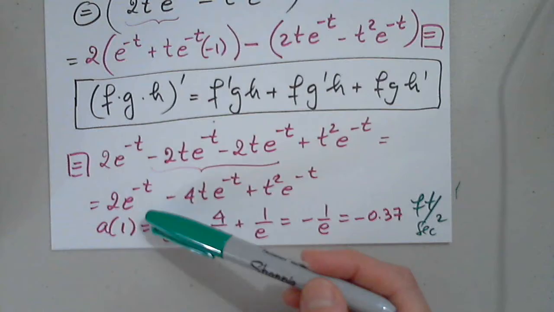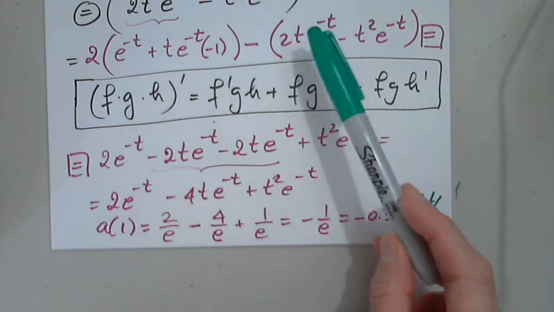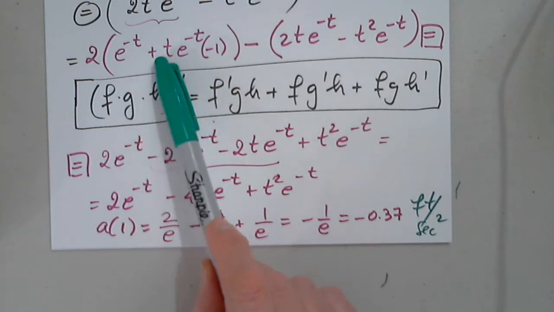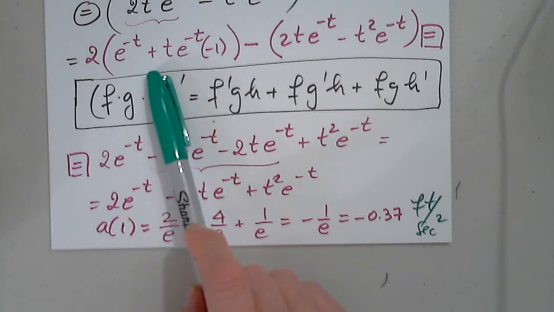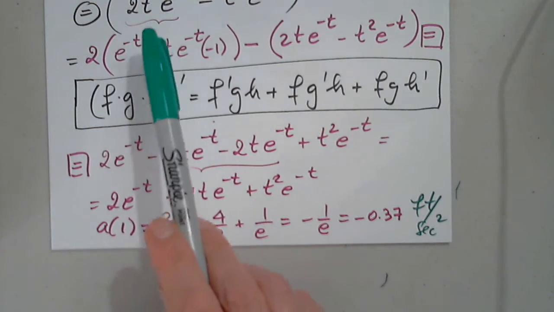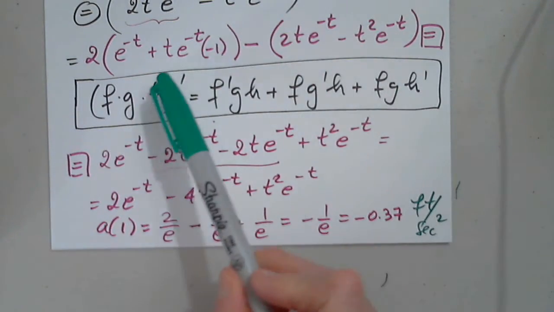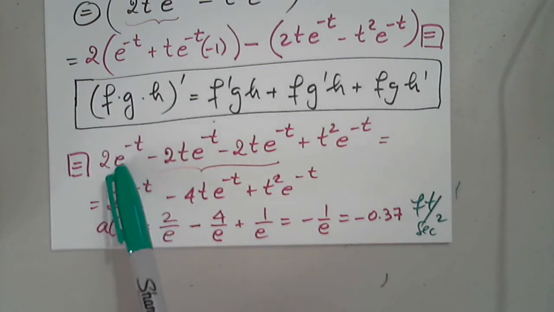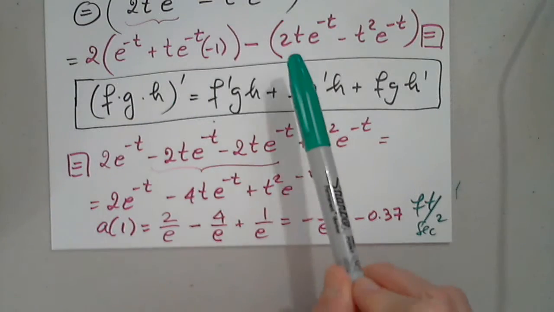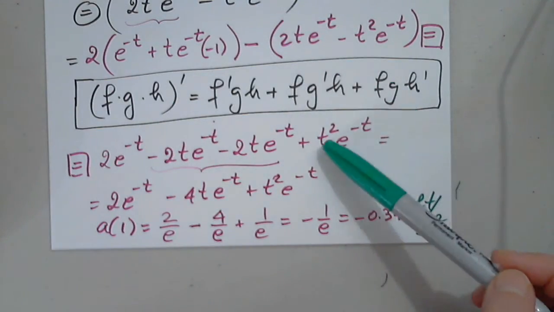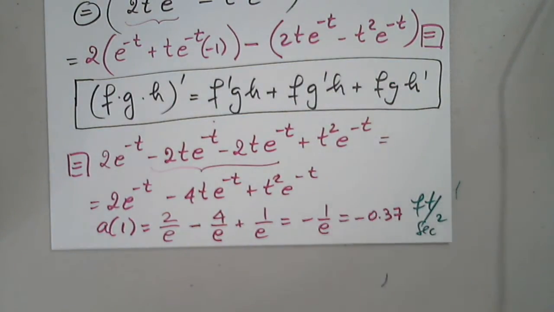Okay, so I'm just checking to make sure that everything is okay. So I have 2, yes, e to negative t, and then plus t e to negative t times negative 1. That's correct. This was what we had. That was negative, yes, and this was negative 2t, and this is negative 2t, and this is positive. I don't see anything. If you see anything, always stop me and let me know.